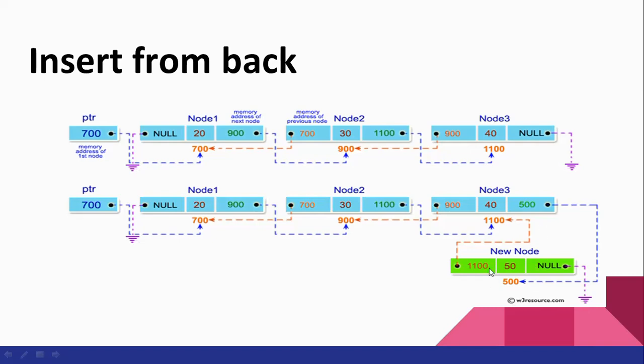So here we can insert a new node by changing the links. The next pointer of the last node, that means the current last node, should point to the new node. Then the next pointer of the new node should point to null, and the previous pointer of the new node should point to the current node where the pointer is located. Okay, so that means it is the previous last node. So these are the changes we are supposed to make in the linked list in order to insert a new node at the end of the linked list.